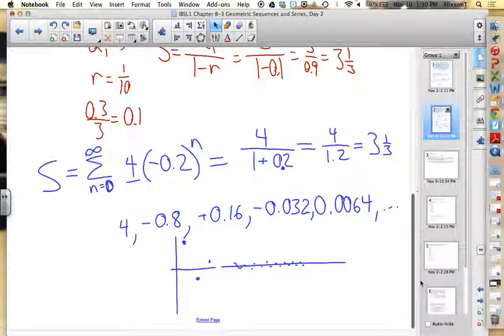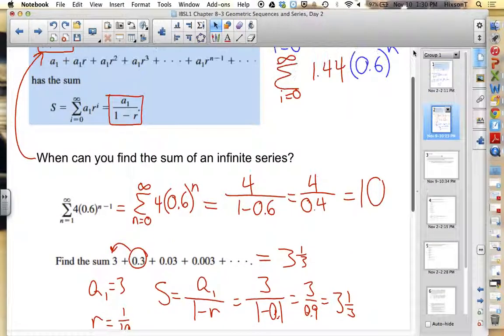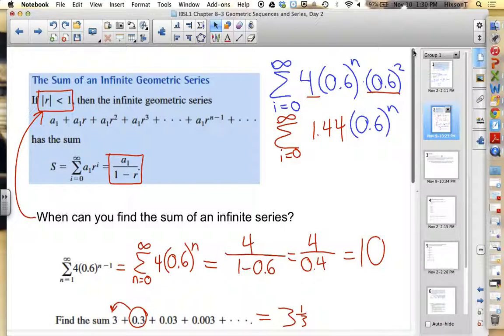Does r have to be greater than -1? Yes, and notice in the formula, the absolute value of r has to be less than 1. So it's something between -1 and +1, but it's not 0, obviously.